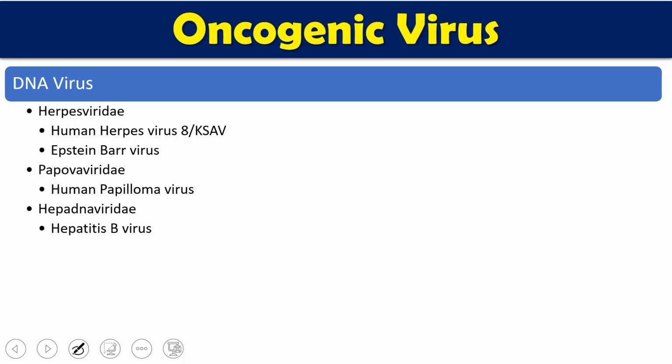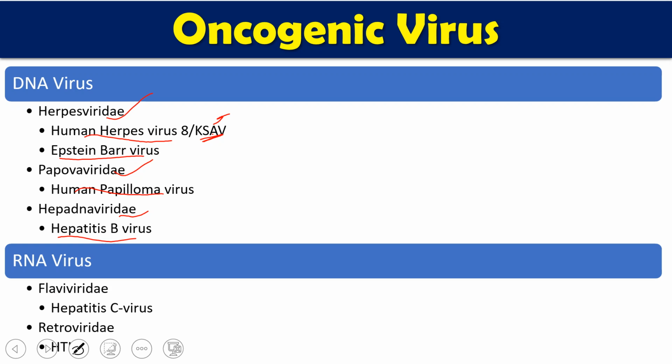If you see, in the case of DNA viruses, we have three broad classes: Herpesviridae, Papovaviridae, and Hepadnaviridae. Basically, these are the major categories of DNA virus. In the case of Herpesviridae, we have human herpes virus, HSV, or Kaposi sarcoma associated virus, which is because of opportunistic infection in the case of HIV. Epstein-Barr virus, human papillomavirus, and hepatitis B virus.